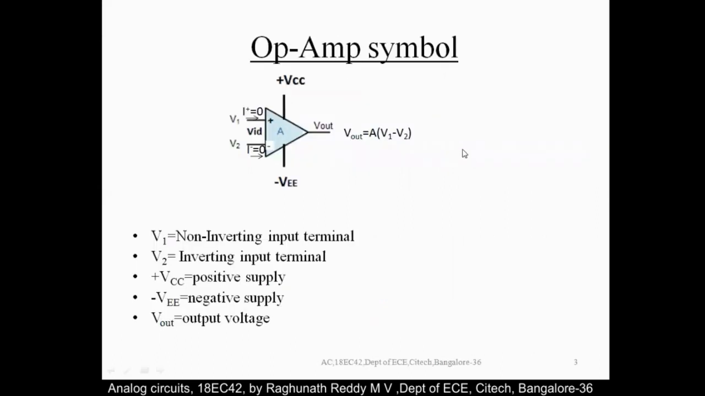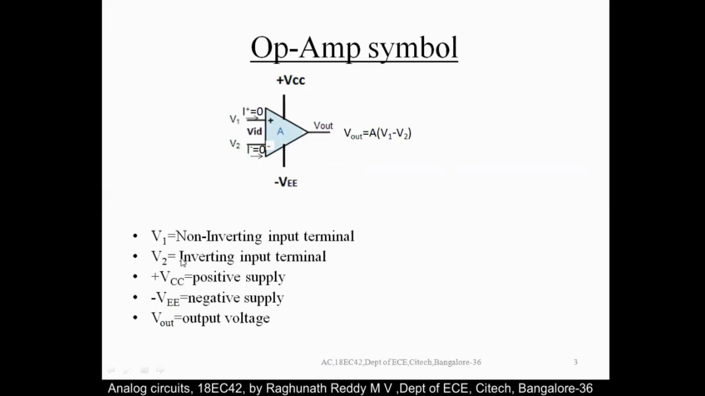This is the symbol of op-amp, mainly 5 terminals. 2 are input terminals, 2 are supply pins, 1 is output. You know that op-amp produces an output proportional to the difference of the input voltage VID. So V1 is called the non-inverting input terminal. If you apply any input voltage to the non-inverting terminal, there is no phase shift with the output terminal.